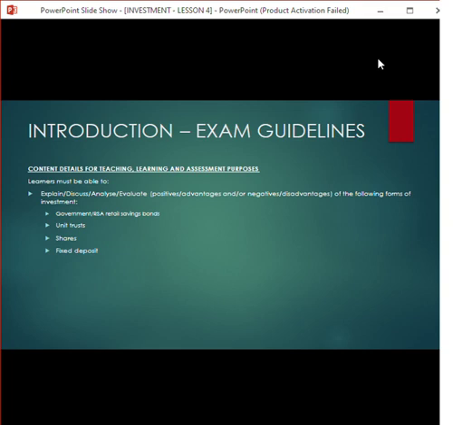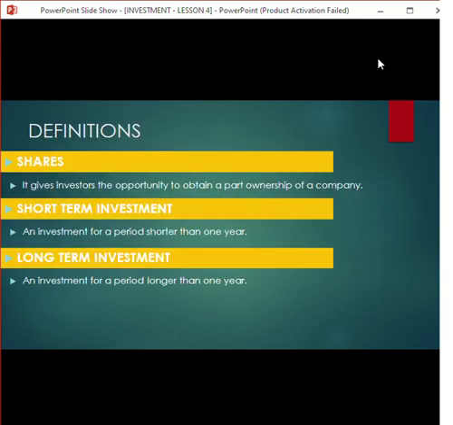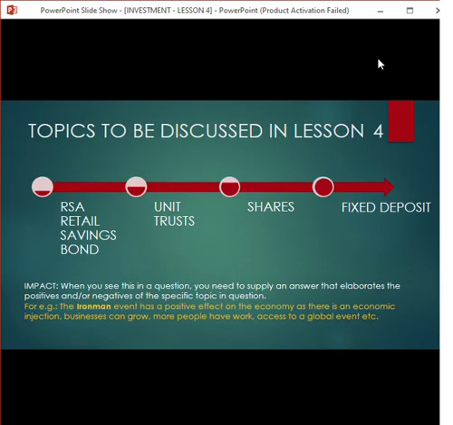After today's lesson, which is quite a short one, you should be able to explain, discuss, analyze or evaluate. That means give the positives, the advantages, and/or the negatives or disadvantages of the following forms of investment. We're only going to look at government or RSA retail saving bonds, unit trusts, shares, and fixed capital. I'm not going to go through definitions again. It's exactly the same as the previous videos, so you can double check or revise that there. As we said, this is what we're going to discuss today.